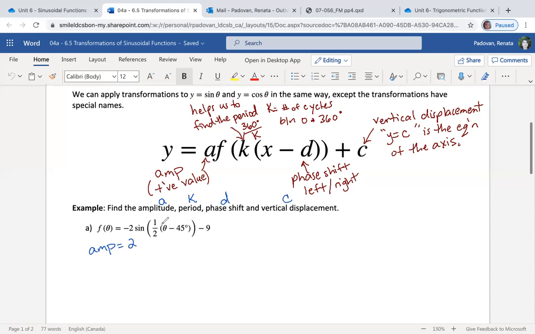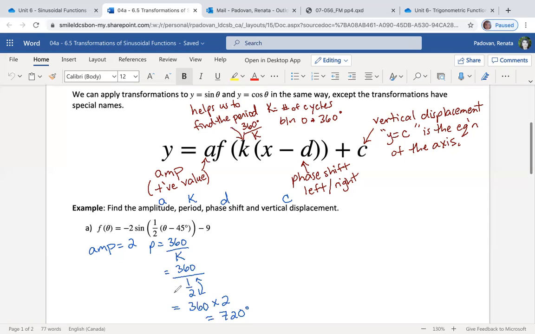And then I have the 1/2, which is the K value, which is the period. So again, for the period, I want to do 360 degrees divided by K, right? So if K is 1/2, remember, you don't divide, you flip and multiply. So if I change that dividing to multiply, and I flip 1/2 to 2/1, that'd be the same thing as 360 times 2. So that would be 720 degrees. 360 twice would be 720 degrees.